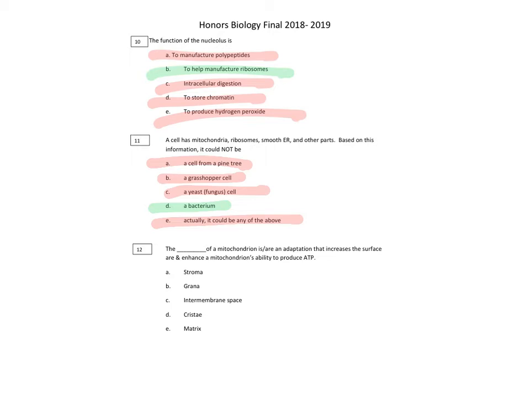The blank of a mitochondria is an adaptation that increases the surface area. So it increases surface area. It has to have a lot of membranes. What is this thing that increases surface area? That would be the cristae. All right. The rest of these are wrong. Why? Again, what is it? Just structure. Structure and function. What do these structures do? Come on.